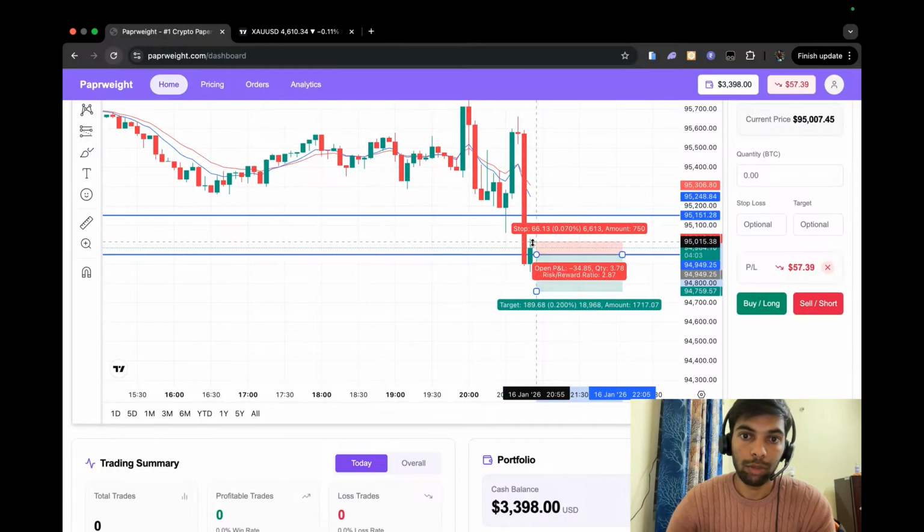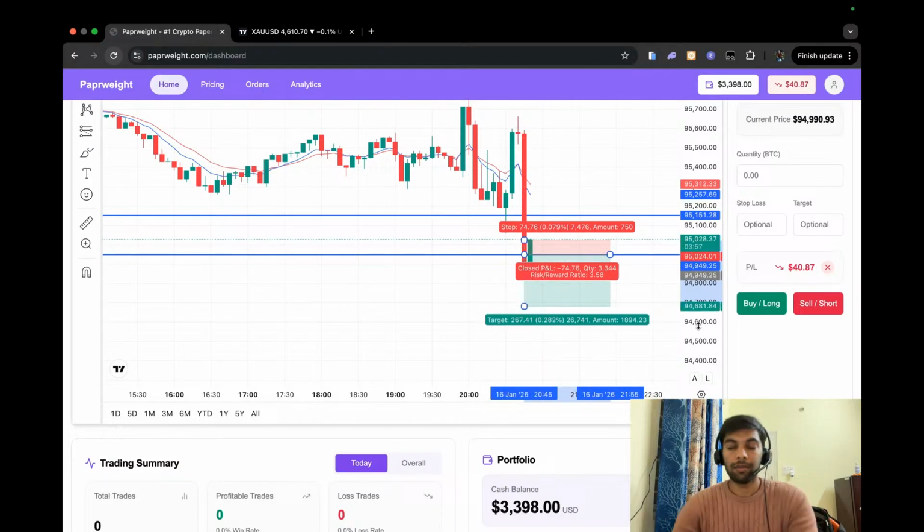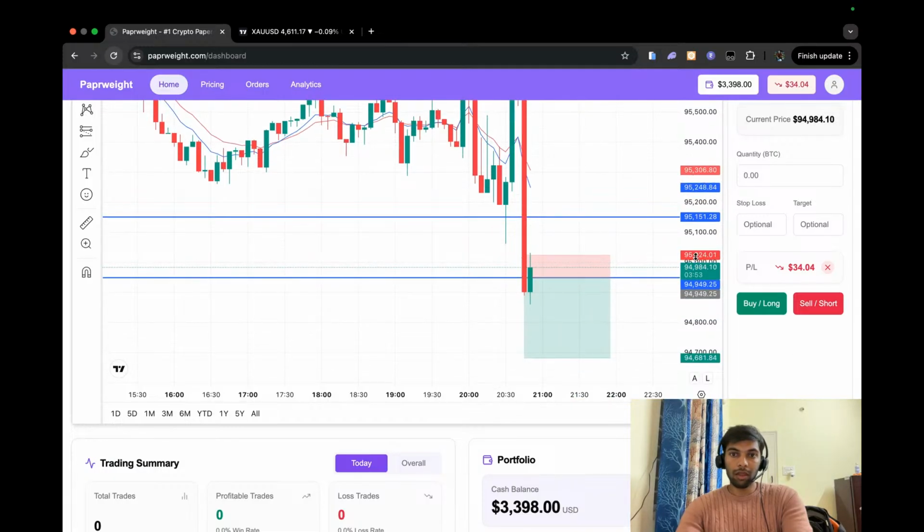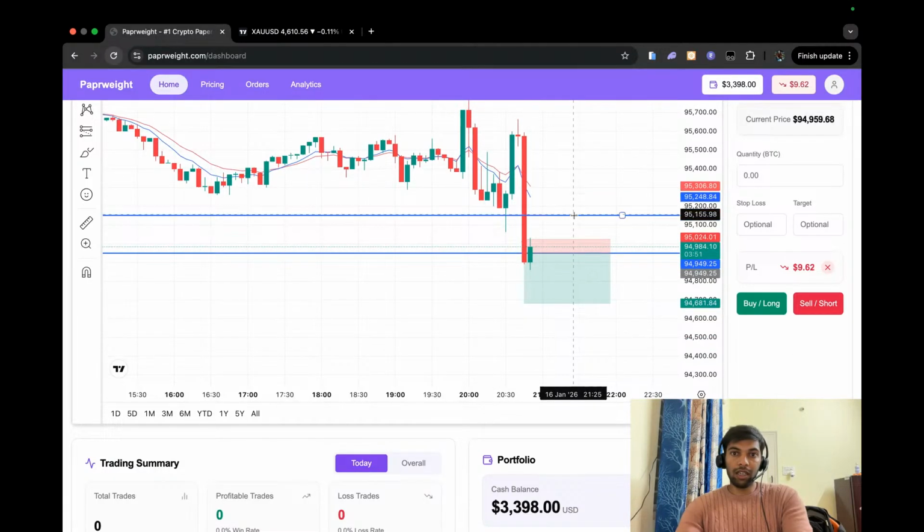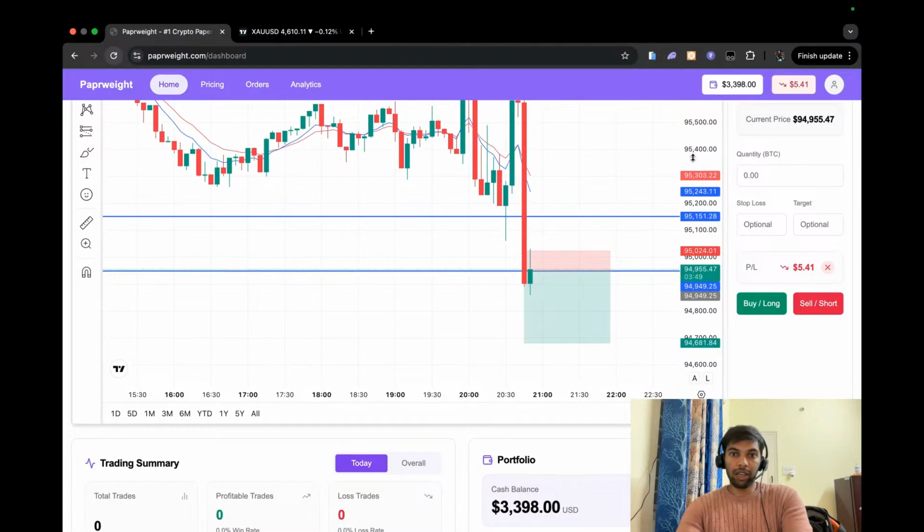My stop loss would be at the high of this candle. By seeing this red candle, I jumped in the trade because what I'm thinking is there should be a follow up. Let me delete this.